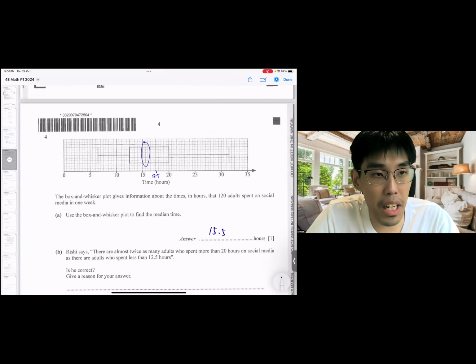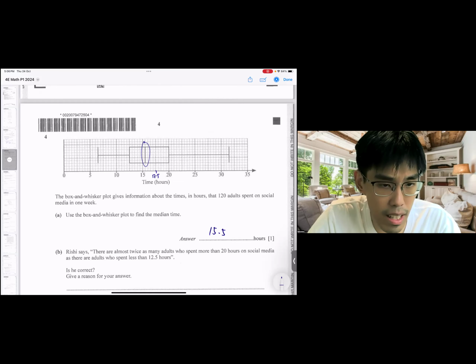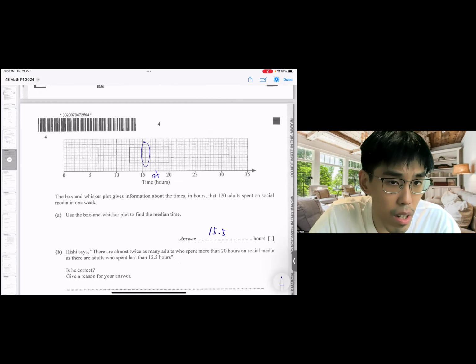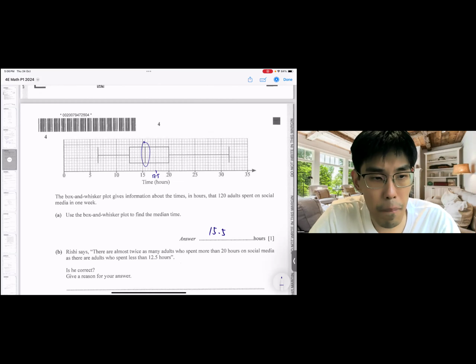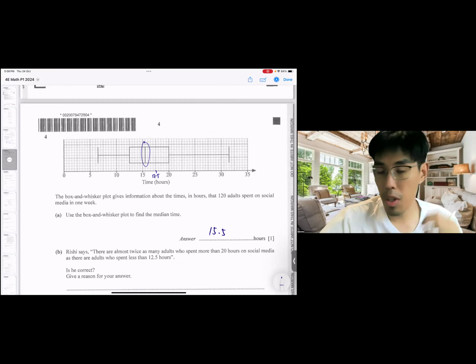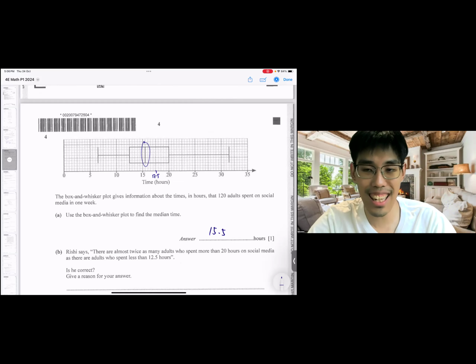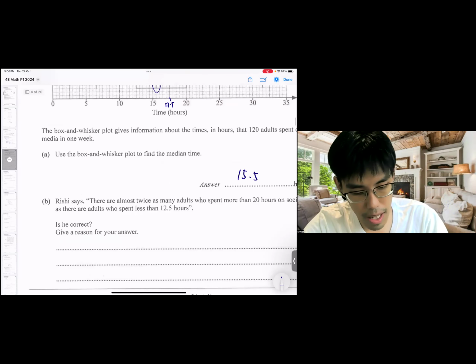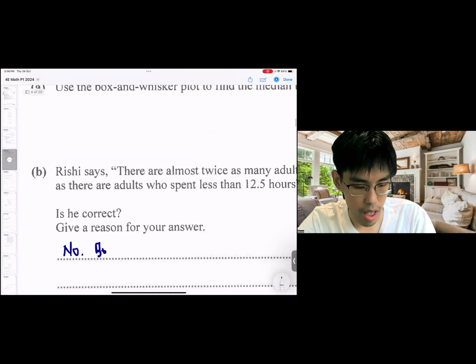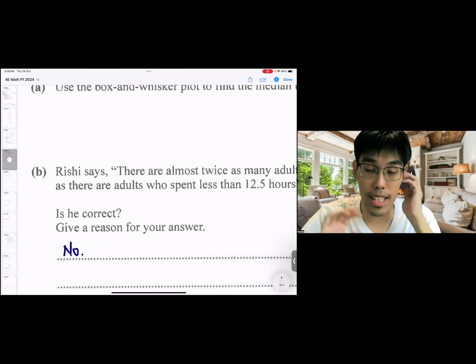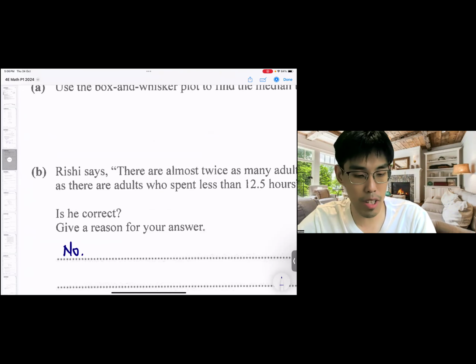Rishi says there are almost twice as many adults who spend more than 20 hours on social media as there are adults who spend less than 12.5. No, not true. Not true, because the box and whiskers does not tell us about the exact quantity of the adults. So the answer is no. Like I said, I haven't seen the answer yet. My answer might be wrong. I'm not very confident about this one, but yeah.